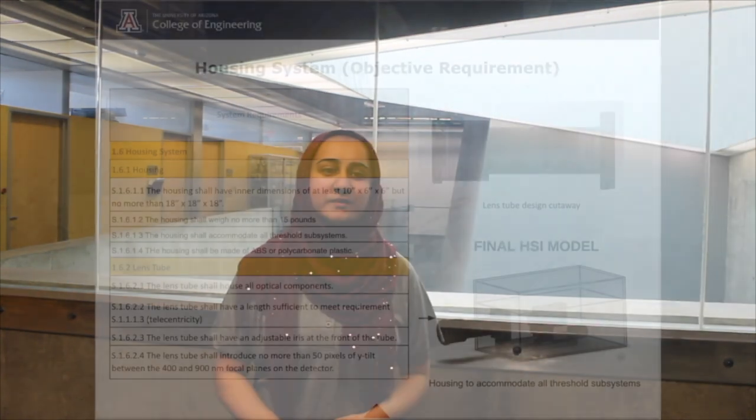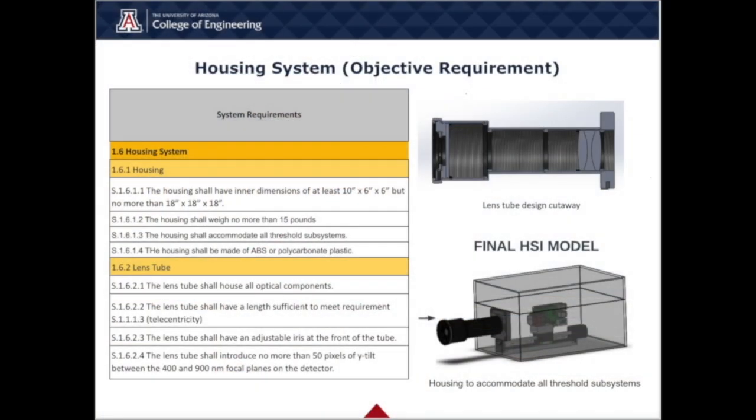The housing system was an objective goal to make the system portable and consisted of the camera box and lens tube. These elements were given restrictions based on the ability to be handheld, largely affecting its maximum size and weight.